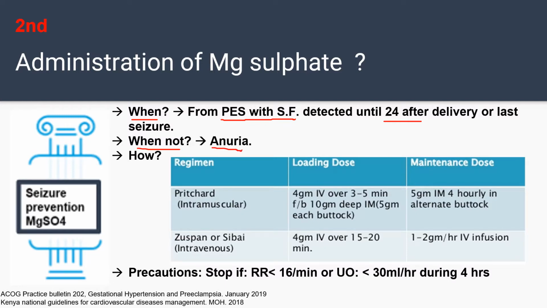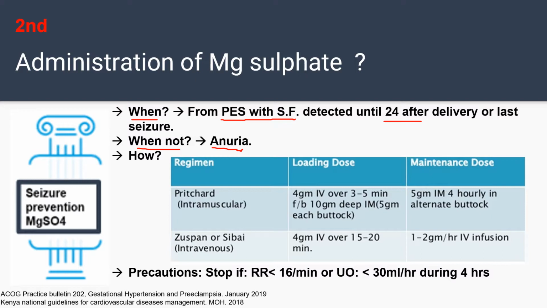When not to give magnesium sulfate? When the patient is in anuria, because the magnesium sulfate is metabolized by the kidney and it's expelled by the kidney. If the kidney is not working, you are going to start an accumulation of magnesium sulfate in the body and can reach toxicity levels very fast. That is the reason why we cannot give magnesium sulfate if the patient is in anuria.